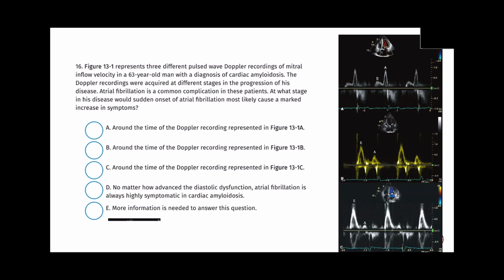So figure 31 represents 3 different pulse wave Doppler recordings of mitral inflow velocity of a 63-year-old man diagnosed with cardiac amyloid. The Doppler recordings are acquired at different stages of his disease. AFib is a common issue with these patients. At what stage of the disease would a sudden onset of atrial fibrillation most likely cause a marked increase in symptoms? I think the first figure.